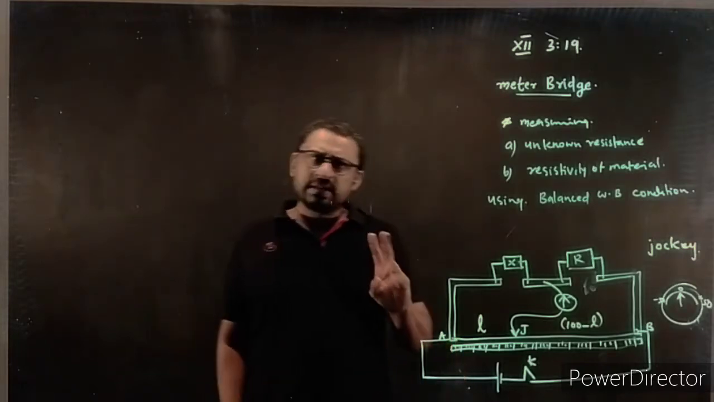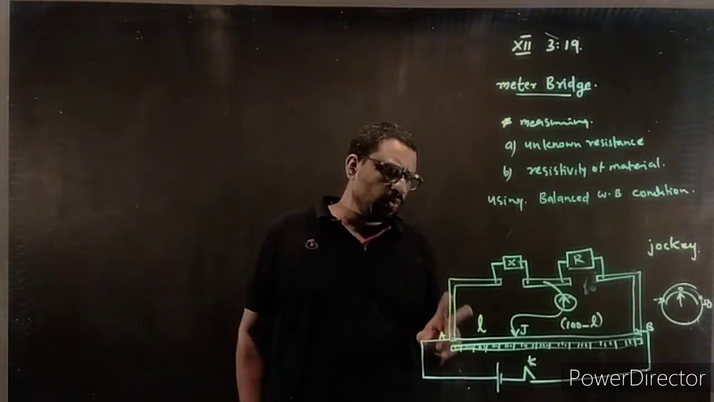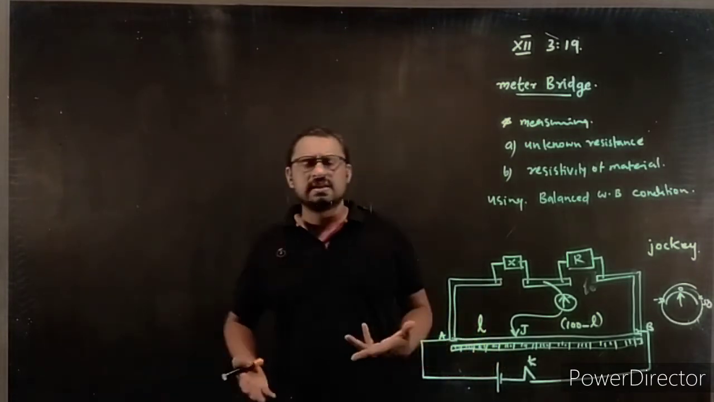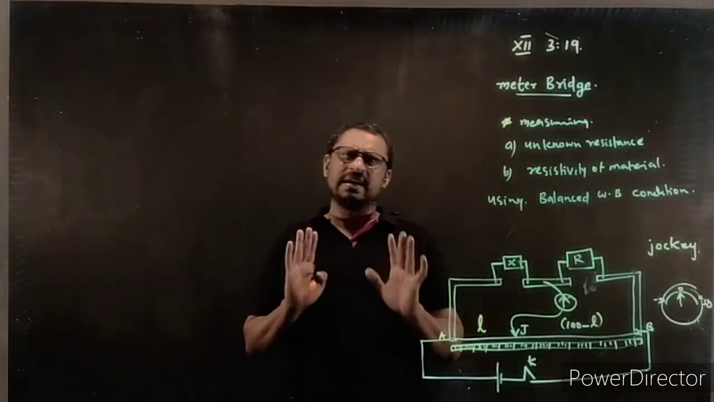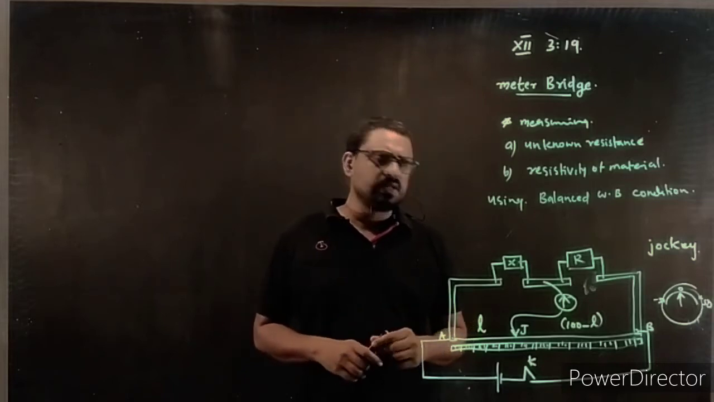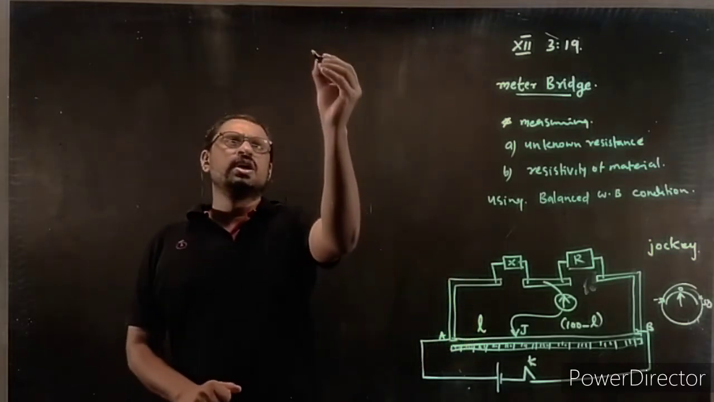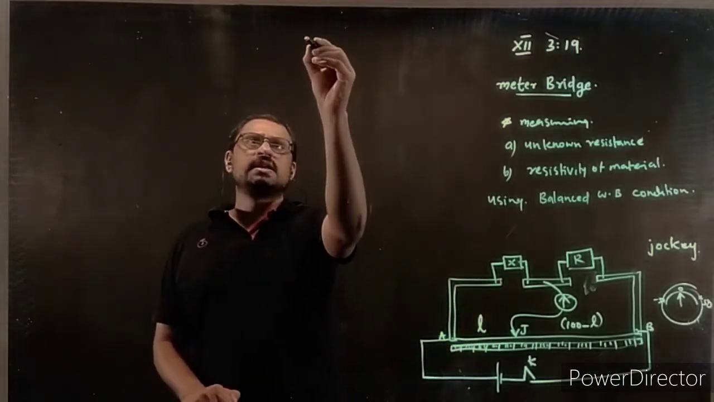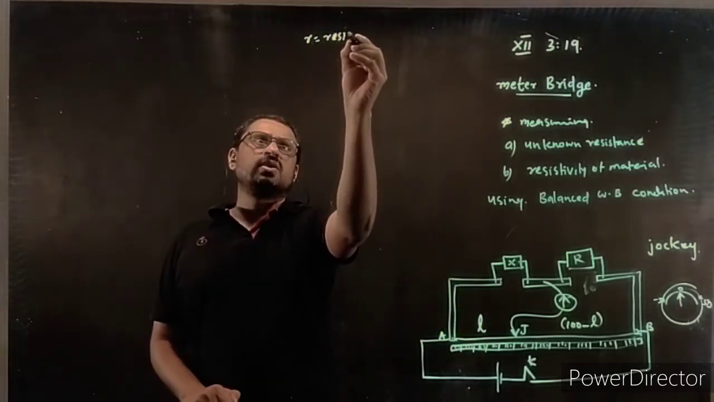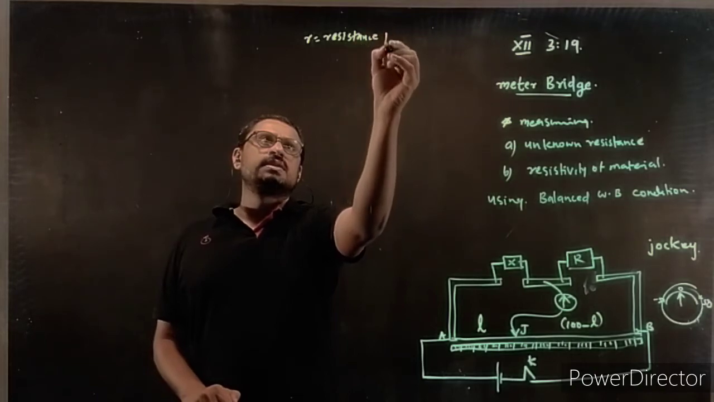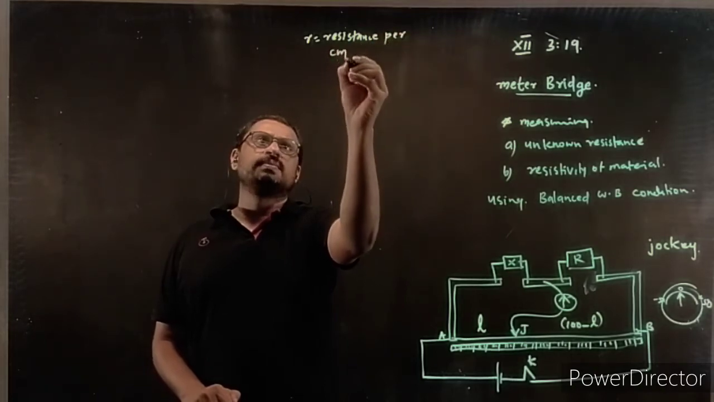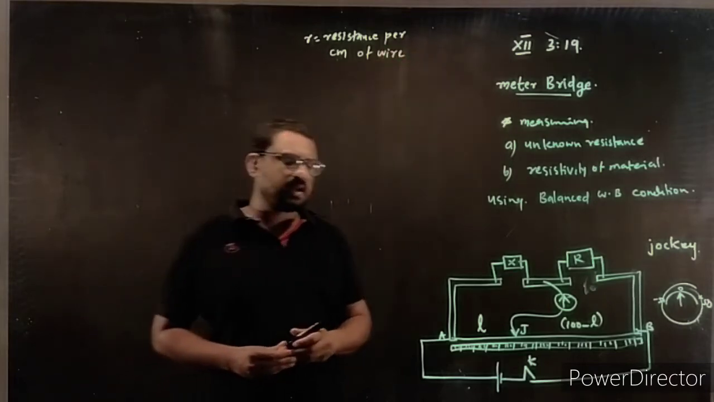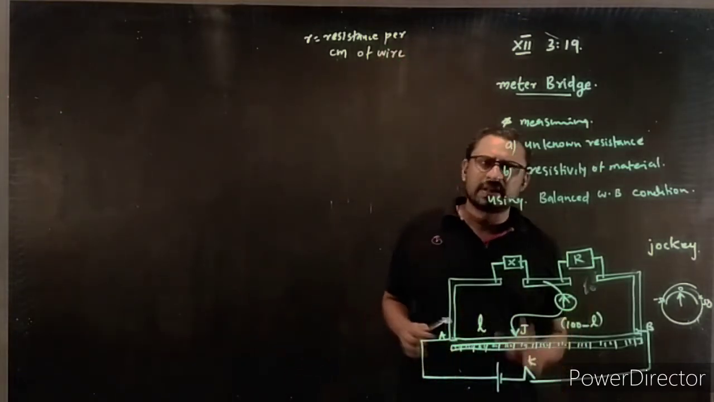Now I told you one thing. This is a uniform wire, right? And the wire has its own resistance. Just for the sake of understanding, let me say small r is the resistance per unit length of wire. Resistance per centimeter of wire means each 1 centimeter will have a resistance of small r. That's all.